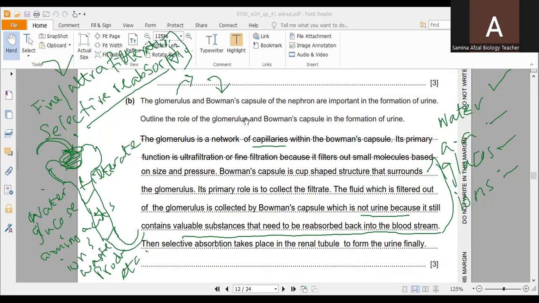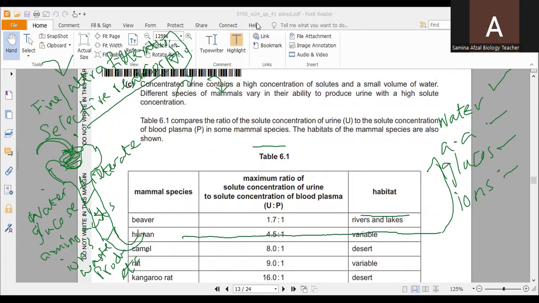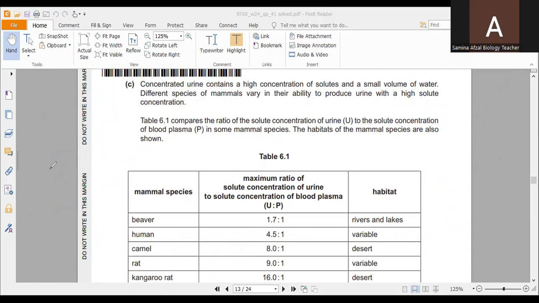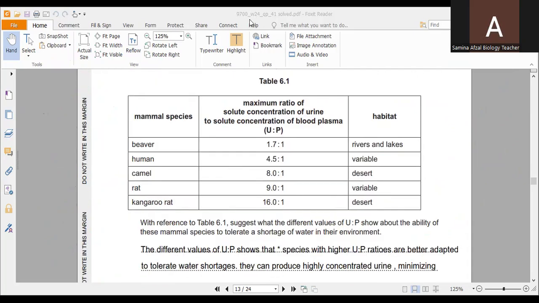They have asked about this. Now we are moving towards the next part, which is part C. Here you can see, concentrated urine contains a high concentration of solutes and a small volume of water. Different species of mammals vary in their ability to produce urine with a high solute concentration. Table 6.1 compares the ratio of the solute concentration of urine, U, to the solute concentration of the blood plasma, P, in some mammal species. The habitats of the mammal species are also shown.